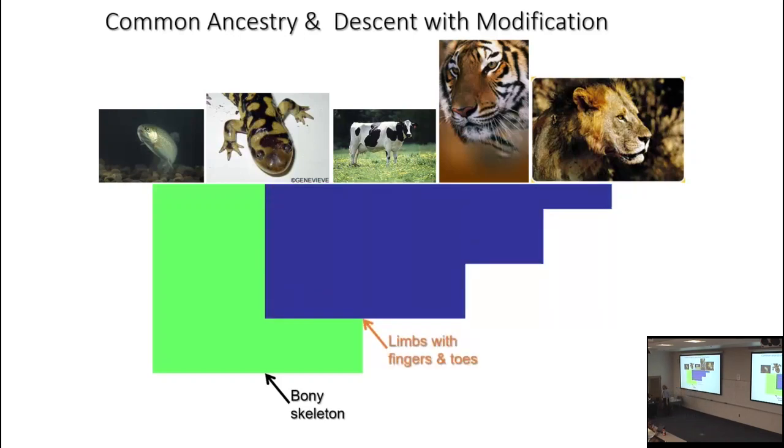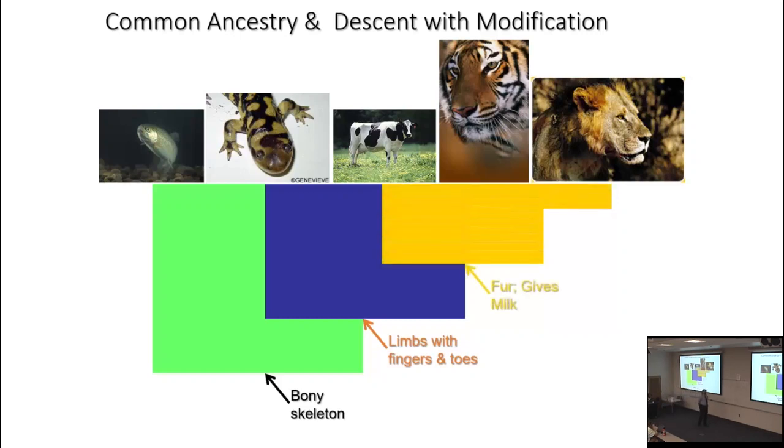A subset of these groups don't merely have a bony skeleton, but they also have limbs that have fingers and toes. And a subset of these also have fur and give milk. And then a subset of these have retractable claws as well. And even at the time of Darwin, he was beginning to notice that what we're seeing here likely reflects the evolution of new traits that were then passed on to subsets of these larger groups.